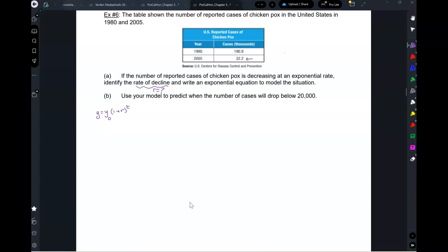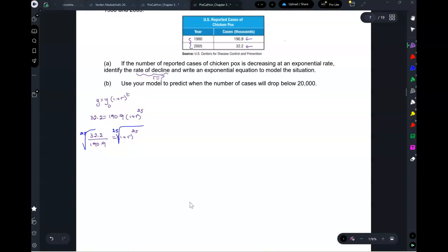Okay, so this is the final one, y, 32.2, is equal to the initial value, 190.9. Remember, these are all in thousands. 1 plus r to the power of the amount of time that has passed, which is 25. So we divide by 190.9. 1 plus r to the power of 25. And I'm going to take the 25th root of this. This one doesn't have any e, so it's easier for us to do. Take the 25th root and we get 0.931 is equal to 1 plus r. And then I'm just going to subtract 1. So r is negative 0.069. So that's part A.